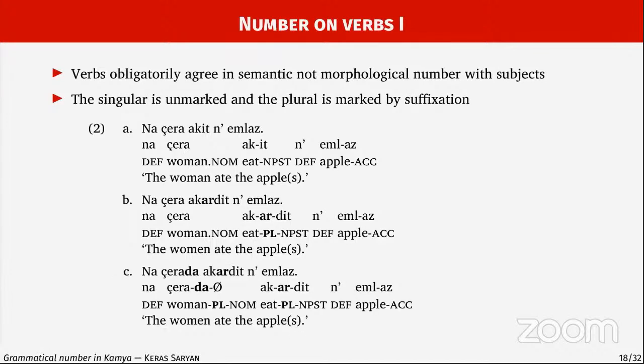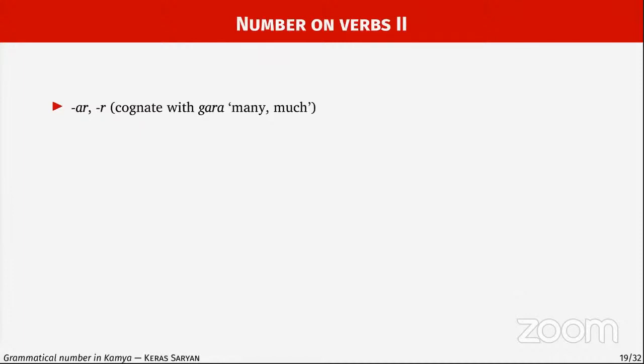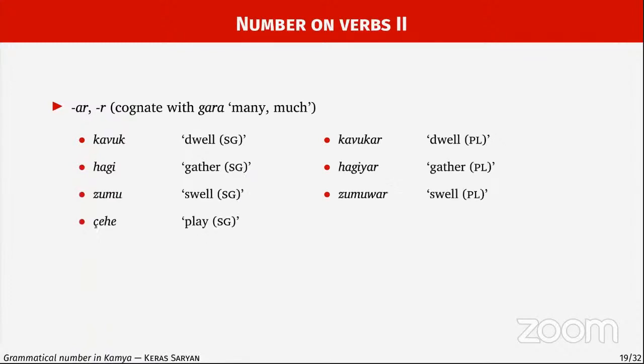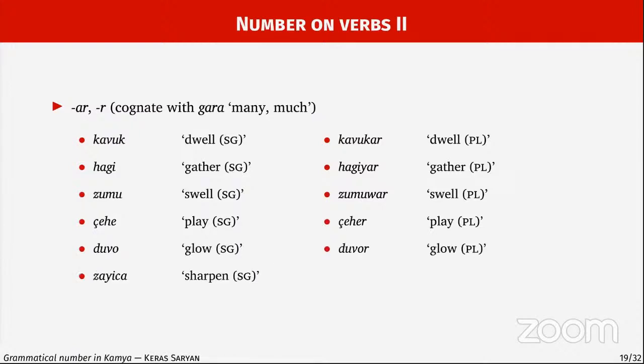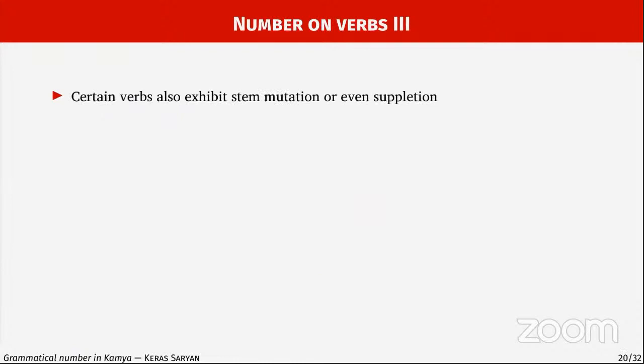But you can also have marking on both the subject and the verb, as in the last example, nachera akritit nemlas. So as they show, the suffixes can be realized as ar and also just r. So you find ar after, for example, consonants, so kavuk, kavukar, but also after high vowels. So hagi, hagiar, zumu, zumuar, and then you get r everywhere else. So chehe, cheher, duvo, duvor, zaija, zaijar, for example.